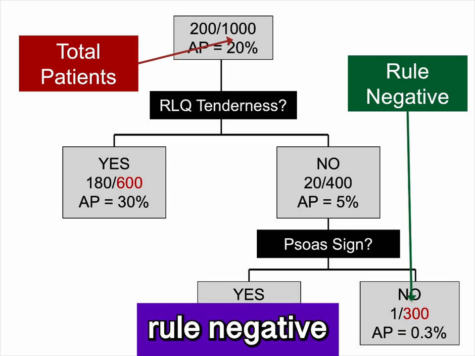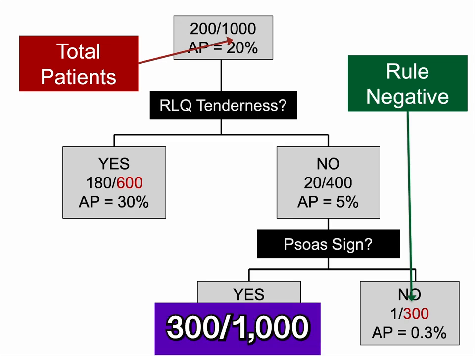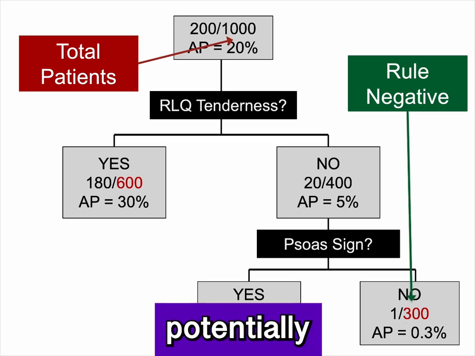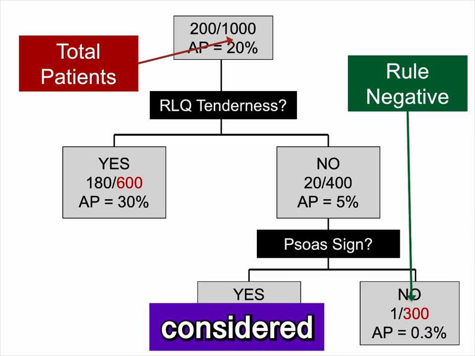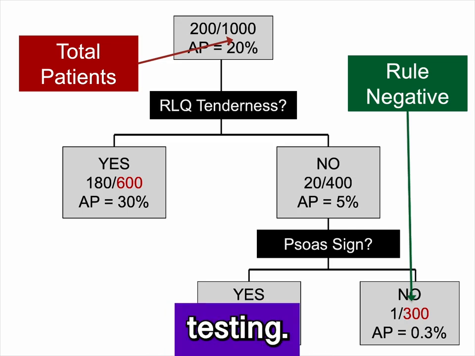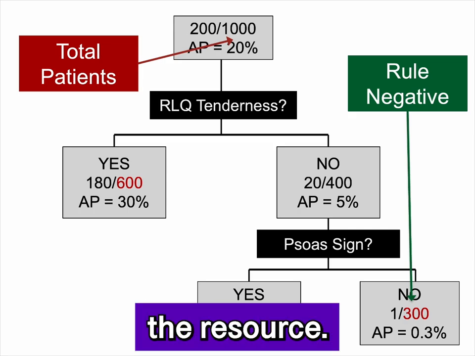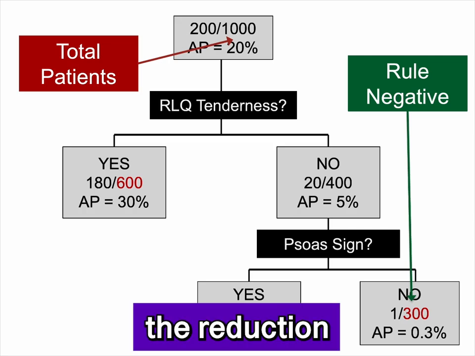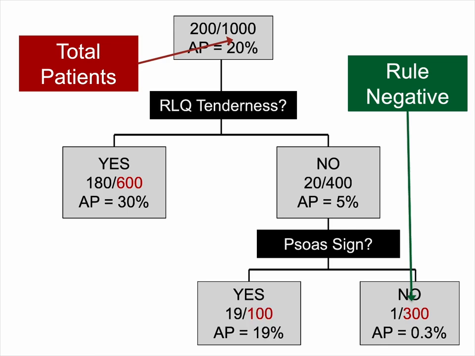The patients who are rule negative are those that have potential to reduce resource utilization. In this example, 300 of the 1,000 patients, or 30%, would be considered low risk for appendicitis and could potentially not undergo further testing. And 700 patients, 600 plus 100, would be considered high risk and would undergo further testing. How much the rule reduces resource utilization depends on the baseline rate of utilization of the resource. If the initial CT scan rate was 90% and the CT rate using the rule is 70%, then the reduction in resource utilization will be 90% minus 70%, or 20%.